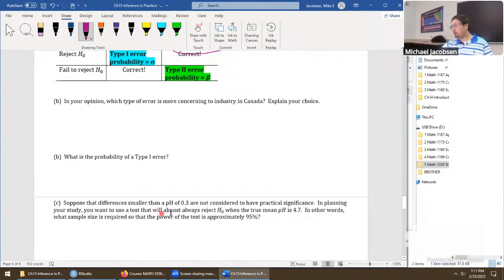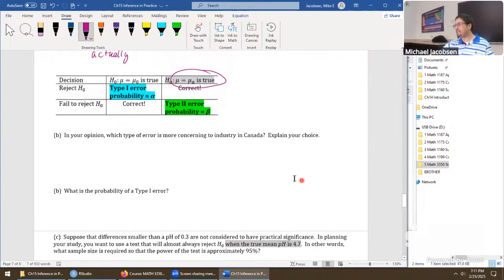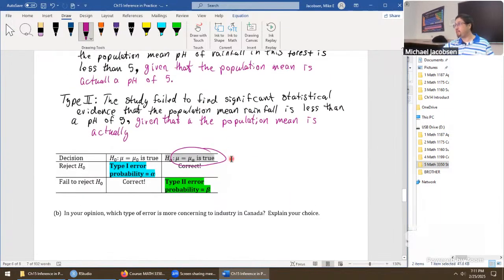We want this test that will almost always reject the null when the true mean is 4.7. The 0.3 is the effect size. The 4.7 is the specific alternative. Well, let's go with that route because it ties together things in the table a little bit better.